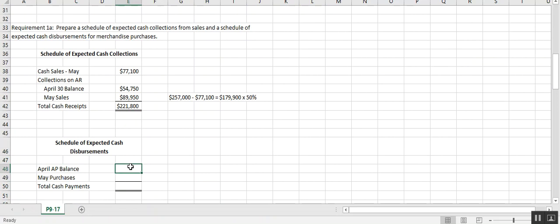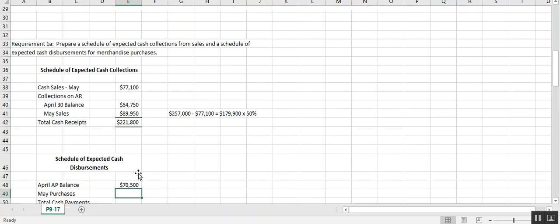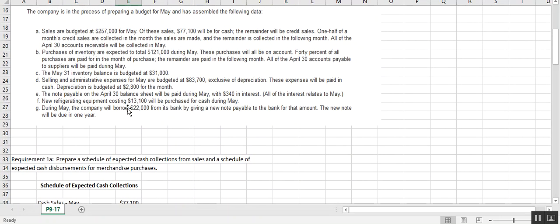So we're going to scroll down and put that here. And then our May purchases. See what it talks about here. Item B talks about purchases of inventory, and that's what we're looking for. So it says we are purchasing $121,000 of inventory during May. And those purchases are on account, but 40% of all those purchases are paid for in the month of purchase.